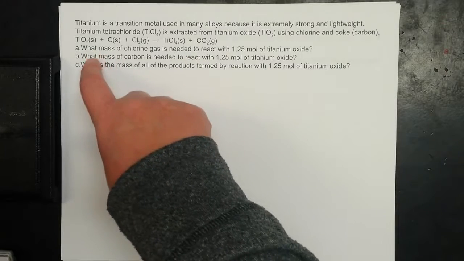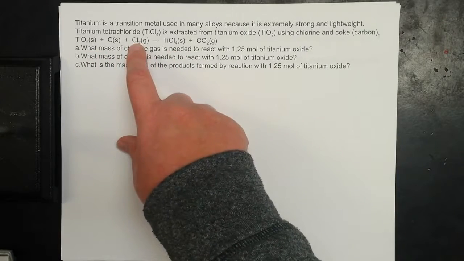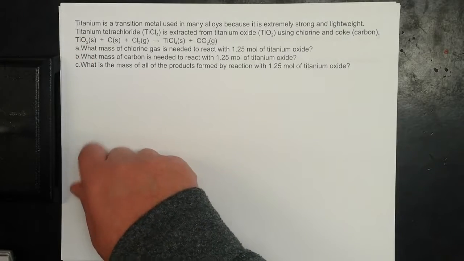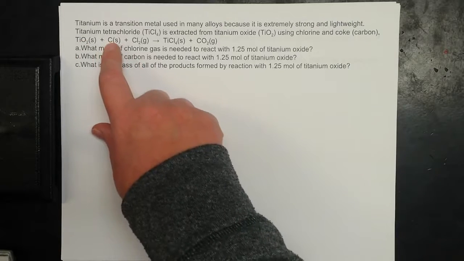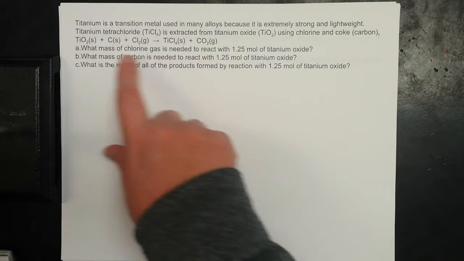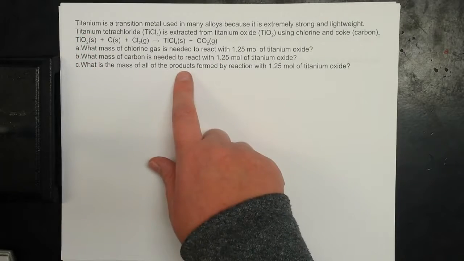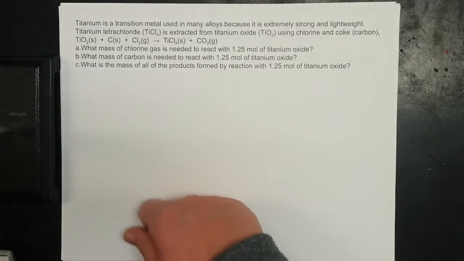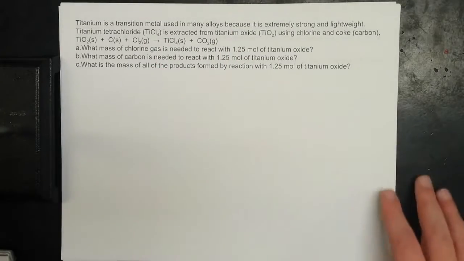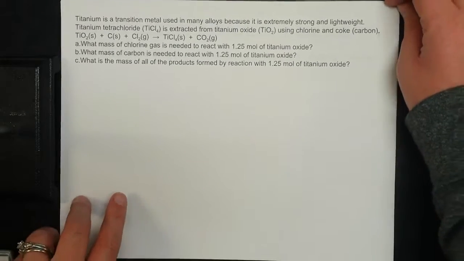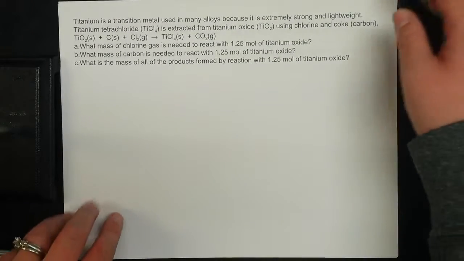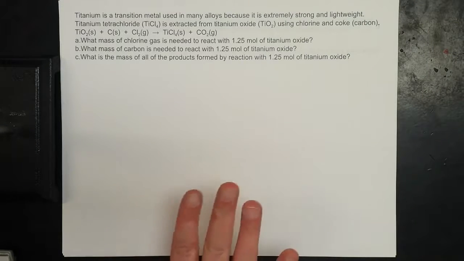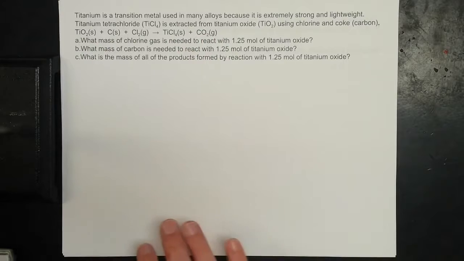Okay, we're asked to find three things. We want to find the mass of chlorine that's needed to react with 1.25 moles of titanium oxide. We also need to find the mass of carbon needed to react with that much titanium oxide. And we also want to find the mass of each product, or the total product, formed by that reaction. Okay, so this will be a slightly longer video than normal, but it's actually a really good transition into what we're doing next.